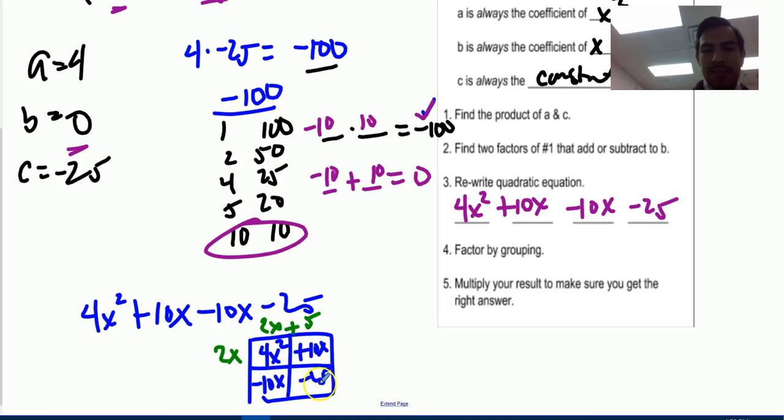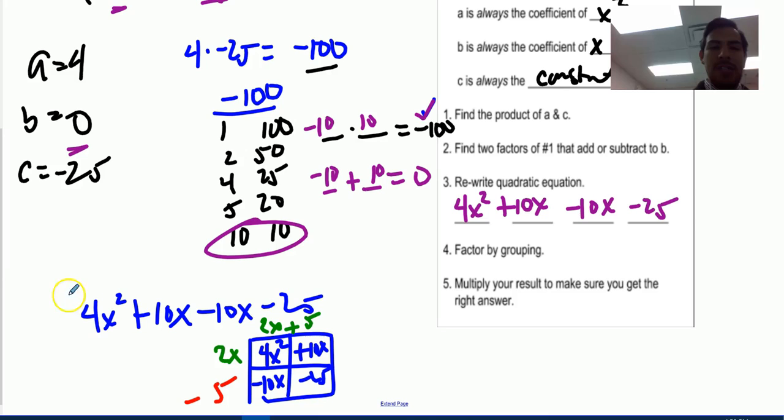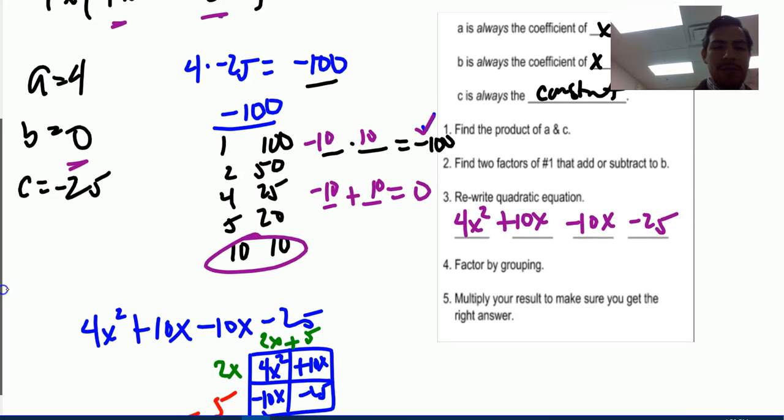At the bottom I got negative 10x minus 25, so I can take out a negative for sure. And they're both divisible by 5, I believe. Let's check to make sure this works. Negative 5 times 2x is negative 10x. Negative 5 times 5 is negative 25. That is perfect.